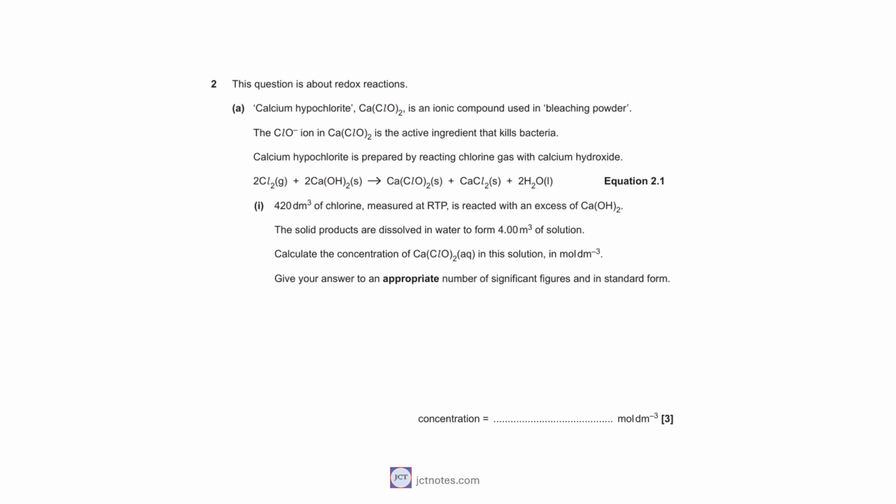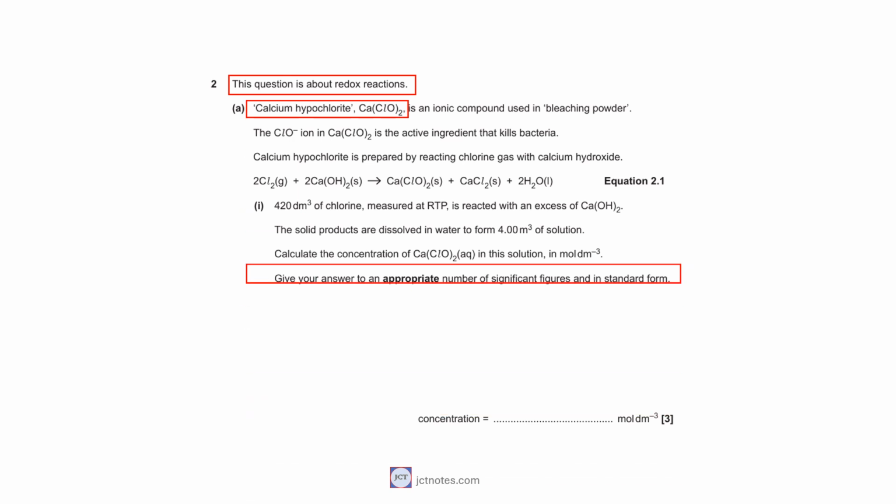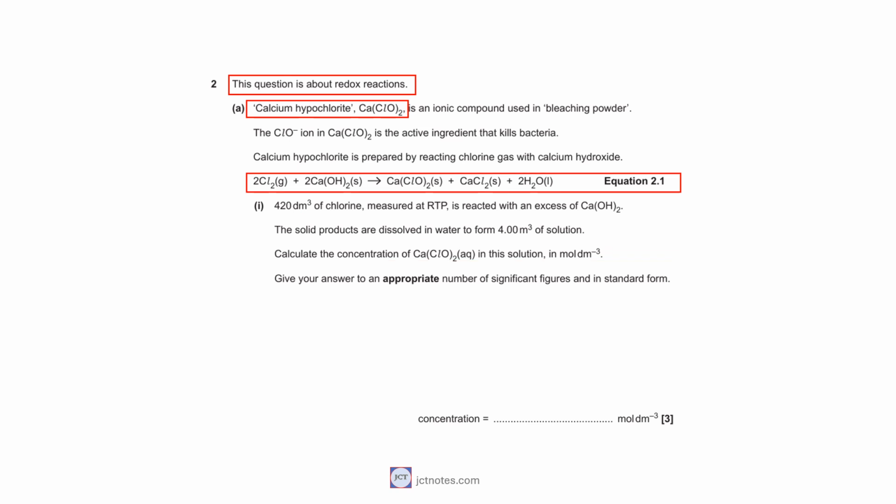Question 2 is about redox reactions. Section A is about calcium hypochlorite, CaClO2, that is prepared by reacting chlorine gas with calcium hydroxide in excess as per the given equation. In the first question, we have that 420 cubic decimeters of chlorine, measured at room temperature and pressure, is reacted with an excess of calcium hydroxide.